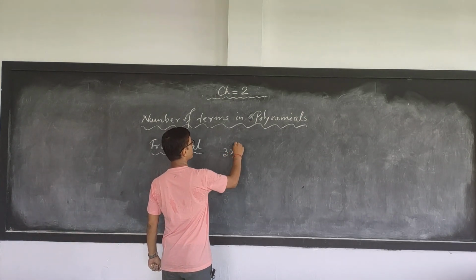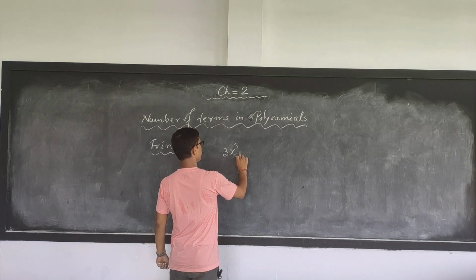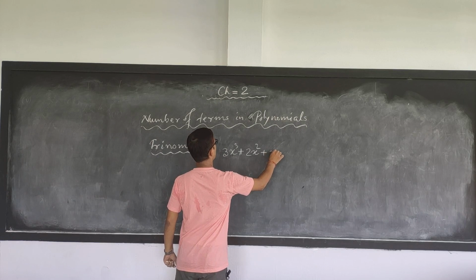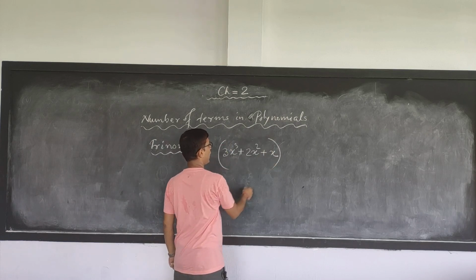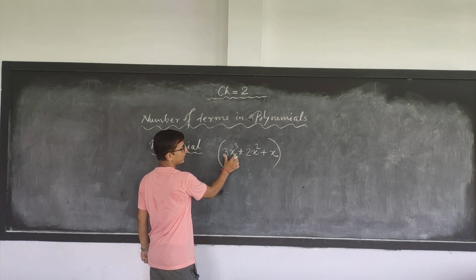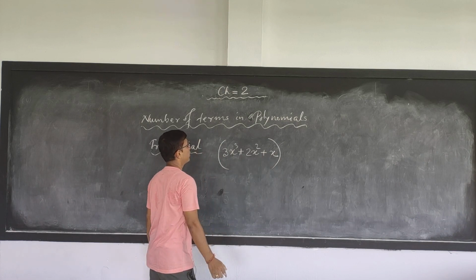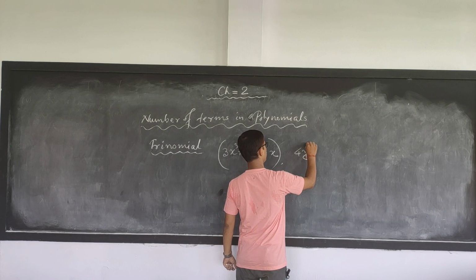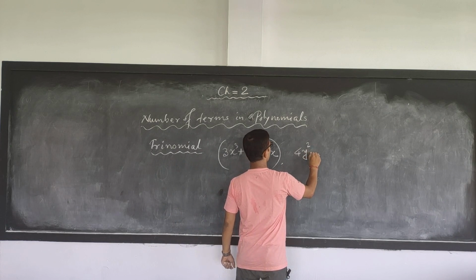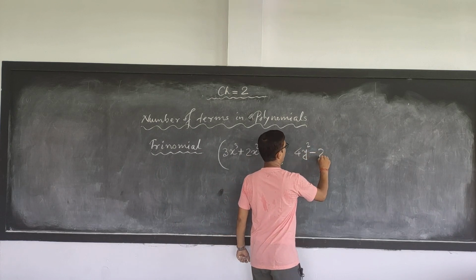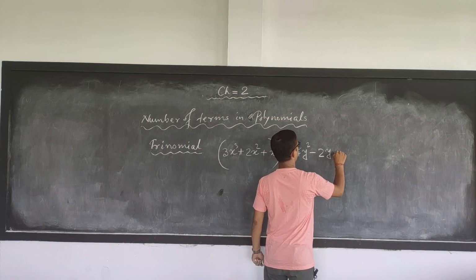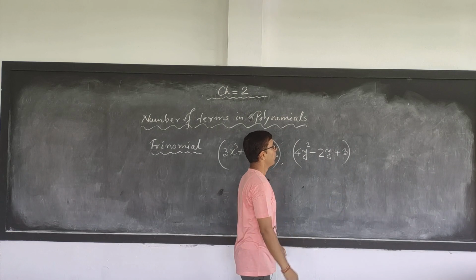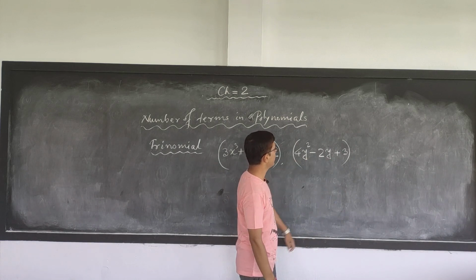Suppose 3x cube plus 2x square plus x. This is a polynomial having 3 terms. Look, one is this, the other is this, and this is the third one. Then suppose 4y square minus 2y plus 3. This is also a polynomial having 3 terms, so it is a trinomial.